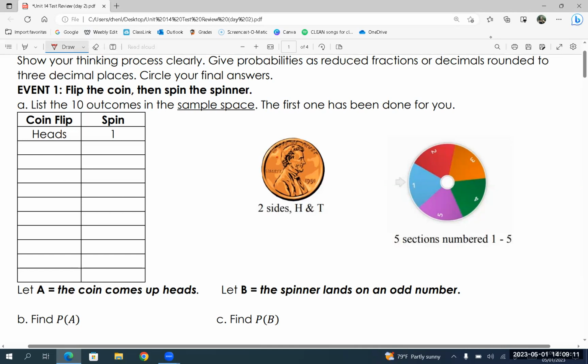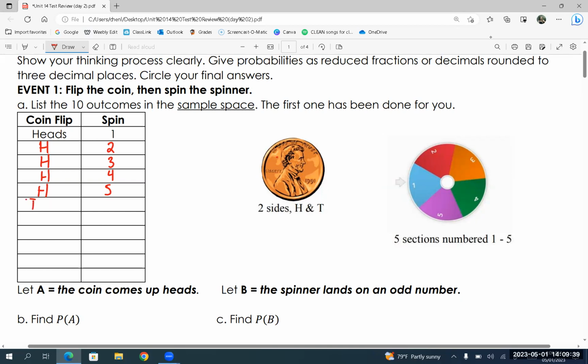So they've done, let's see, they could flip a heads and then have a spin of a 1. Well, we could flip another heads, but get a spin of a 2. We could get heads 3, heads 4, heads 5, heads 6. Just kidding. There's only 5 on the thing. So that's the entire sample space just for flipping a heads. Now we have to go through it for tails.